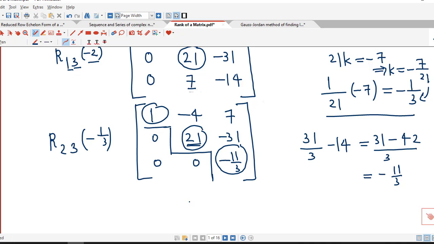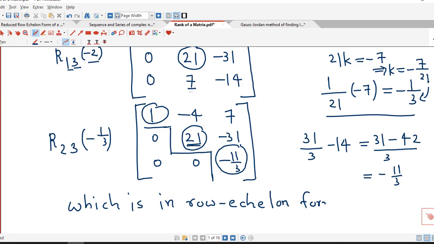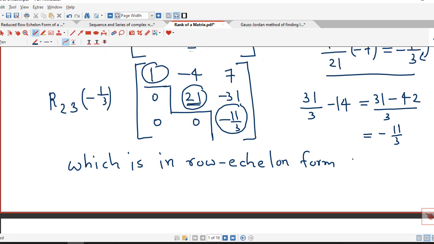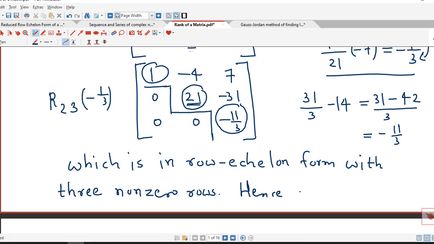So we can see this is in row echelon form, and the number of non-zero rows in this row echelon form is 3. So with row echelon form with 3 non-zero rows, hence we can say that the rank of A is 3.